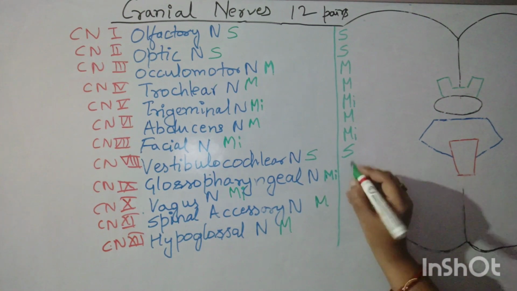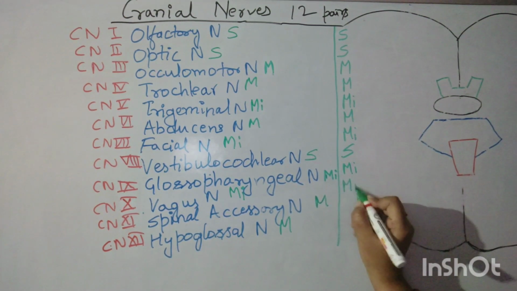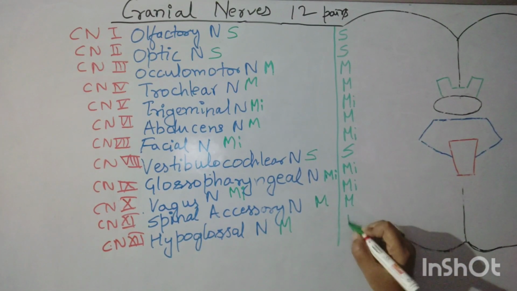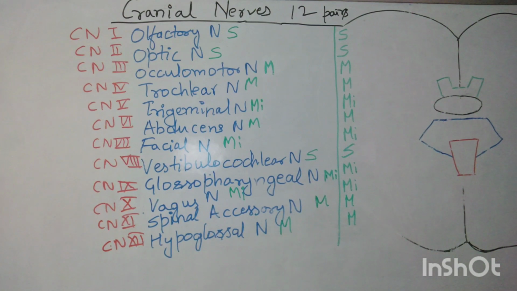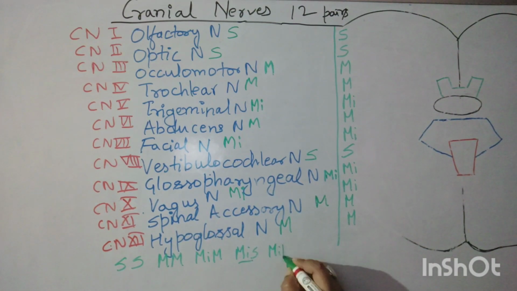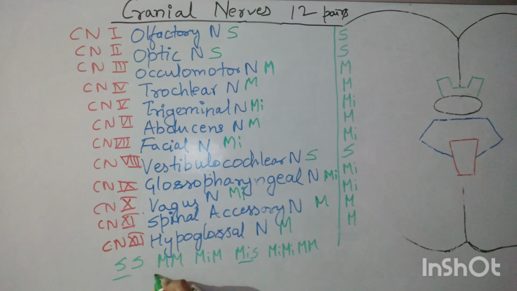You can also make your own formulas to learn. Sa, sa, ma, mi, sa, mi, ma. It's like a rhyme, as I learn. Sa, like rhythm. Sa, ma, mi, ma, mi. It's like a song I have made. So you can remember like this.